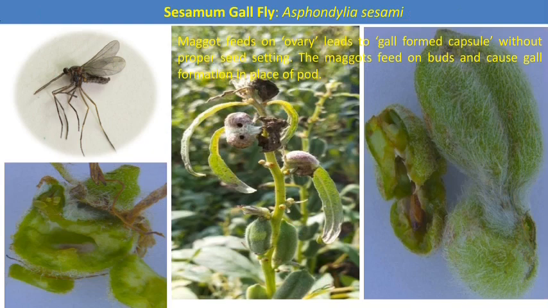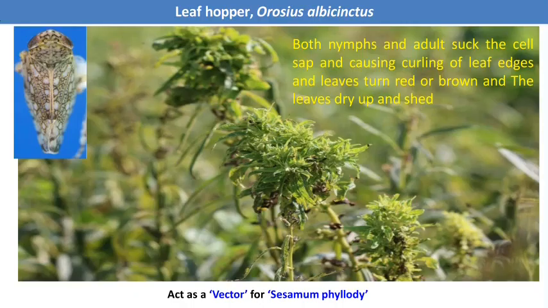Next is the sesamum gall fly. The name itself indicates that they form galls instead of pods, hence known as a gall fly. It is a dipteran pest. The adult looks like a mosquito. Here, this gall fly's species is Asphondylia sesami. The maggot is the damaging stage. The maggots feed on the ovary, leading to gall-formed capsules without proper seed setting, and the maggots feed on the buds, and with capsule gall formation in place of pods, yield is directly reduced.